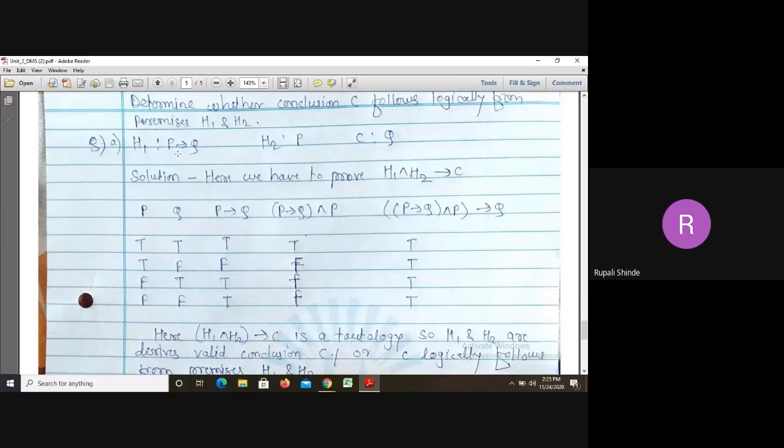First we have to form the truth table for this. The variables are P and Q, and those are written over here. H1 is given as P conditional Q. H2 is given as P, that is already taken. Now we have to take the conjunction of H1 and H2. So that conjunction is given here, P conditional Q and P.